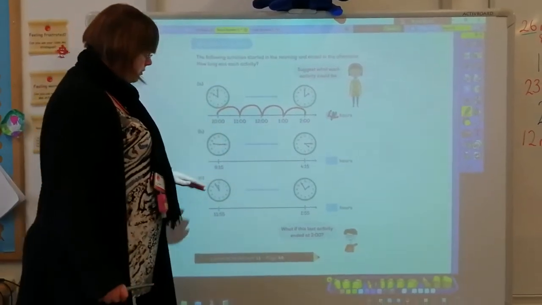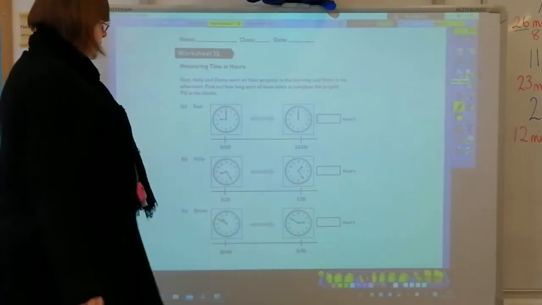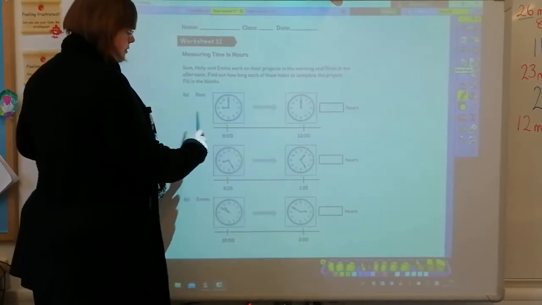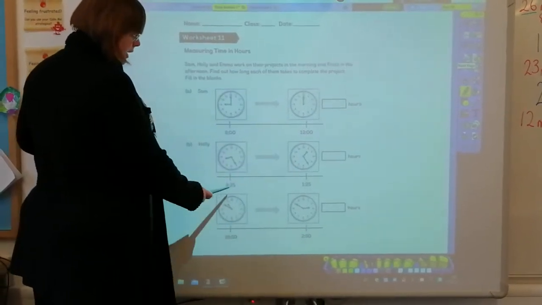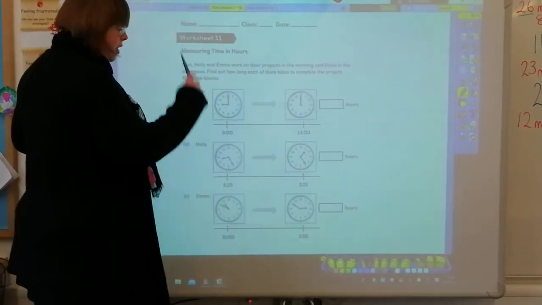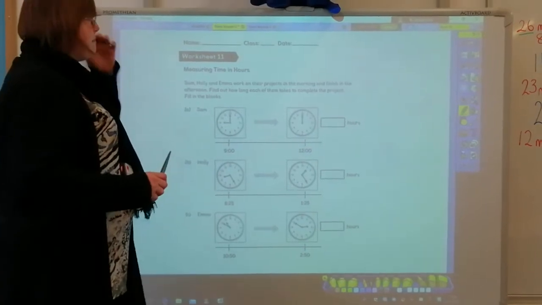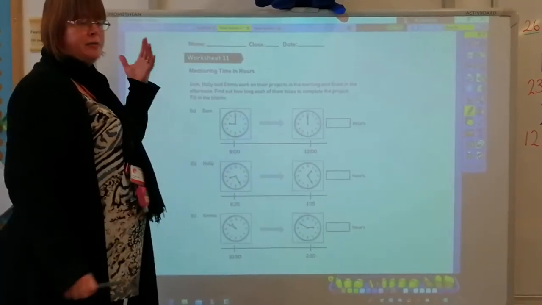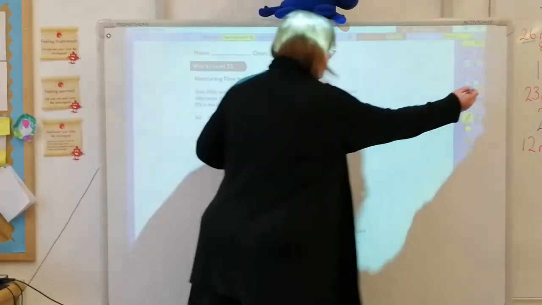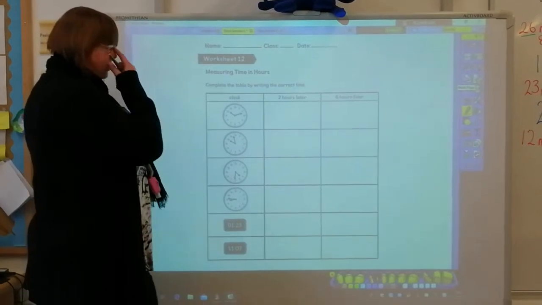Then you are going to do this next worksheet. You've got a start time and an end time, and you've got to work out the difference in between. If you look very carefully at the minutes, they don't change. So all we're concerned about today is the hours. Remember there is the learning clock that you were using last week that's online if you need it. When you've done worksheet 11, you're moving on to worksheet 12.